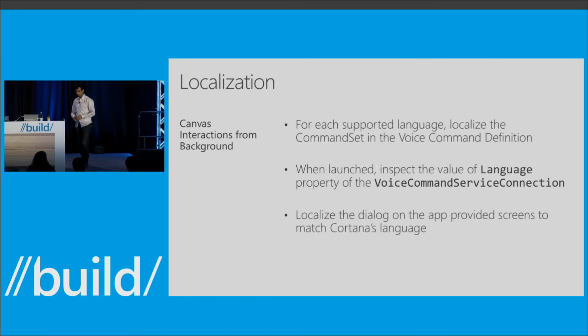So keep in mind that several of your users may actually be using your application in a different language locale. So just as you could use the voice command definition file to specialize commands for specific languages, at runtime in that background task, you can inspect a property on the voice command service connection to identify which language you're actually working with right now. And then, unlike in the demo, please use resource strings to create the voice command user message for the right language so that you can send that back to Cortana.